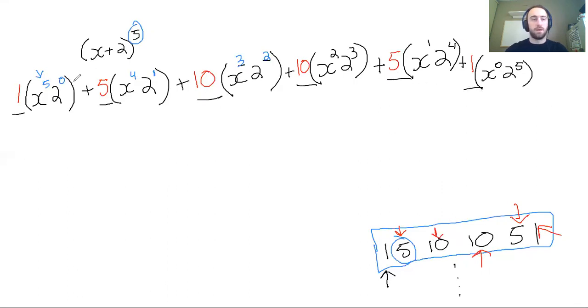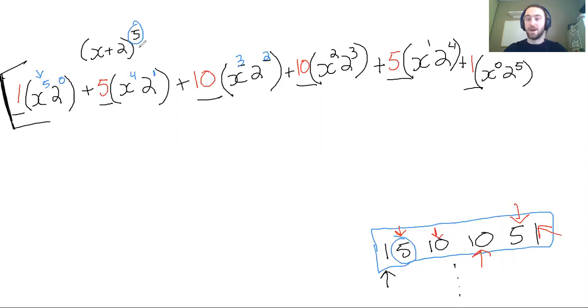Perfect. Now what about our exponents? Well, remember, our exponents in each individual term have to add up to the exponent in the original question. 5 plus 0 is 5, 4 plus 1 is 5, 3 plus 2 is 5, 2 plus 3 is 5, 1 plus 4 is 5, and 0 plus 5, again, is 5. So this entire equation is our expanded form of x plus 2 to the power of 5.